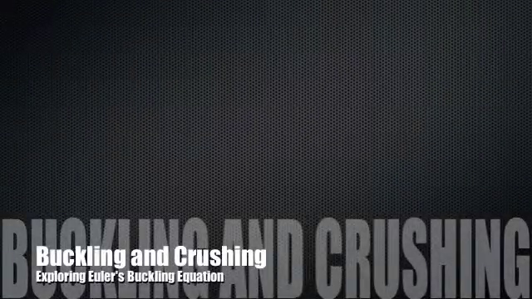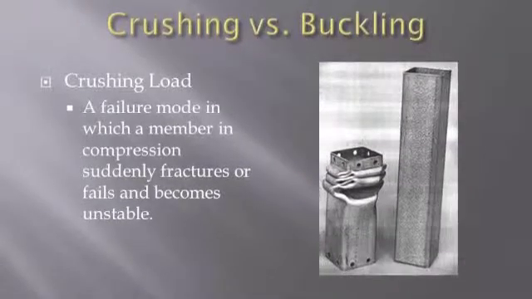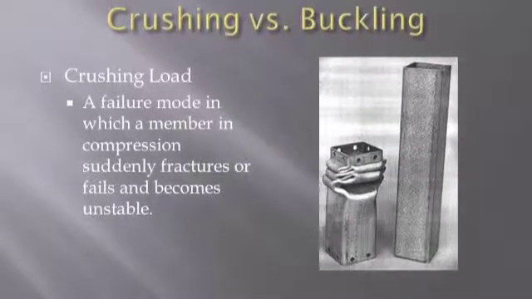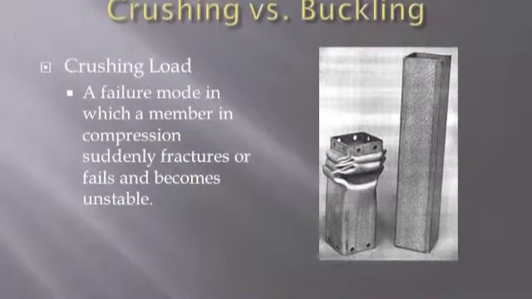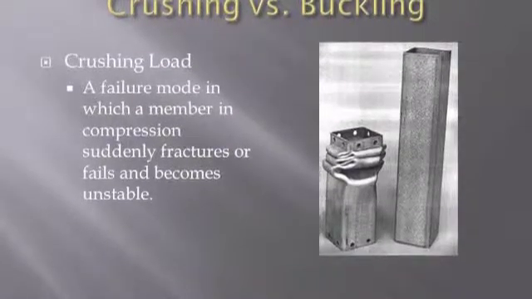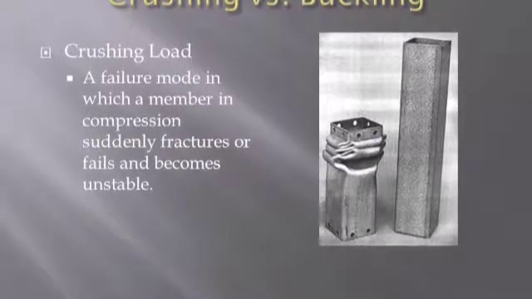Today we're going to explore buckling and crushing of columns using Euler's buckling equation. Crushing load is a failure mode in which a member in compression suddenly fractures or fails and becomes unstable, as represented by the picture you'll see here to the right. The one on the right is a normal column, the one on the left is one that has failed under crushing.